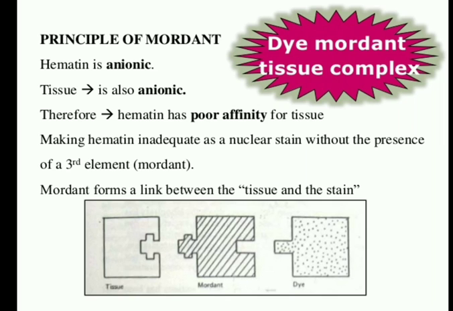Now, this is a very important part of staining, that is the principle of mordant. We know that hematin is anionic and tissue is also anionic. Therefore, these two have poor affinity towards each other, being both anionic in nature, making hematin inadequate as a nuclear stain without the presence of a third element, the mordant. So, mordant forms a link between the tissue and the stain.